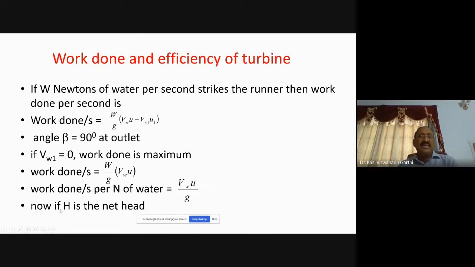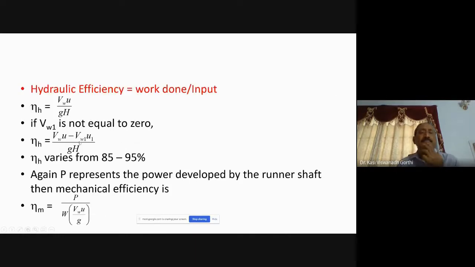And if H is the net head of the turbine, then the hydraulic efficiency will be equal to the work done per second per unit weight of water divided by the energy supplied per second per unit weight of water. So (Vw u divided by g) divided by the input which is provided, the net head H.